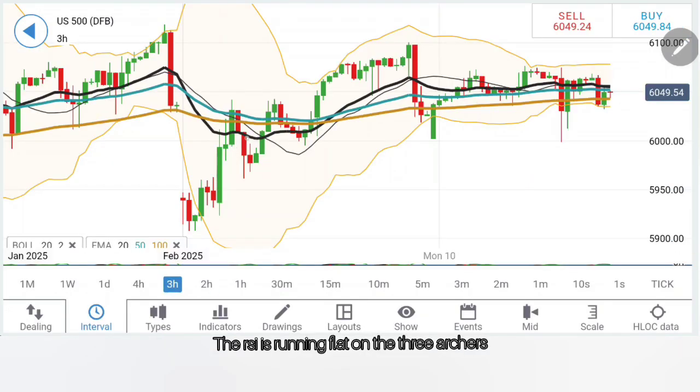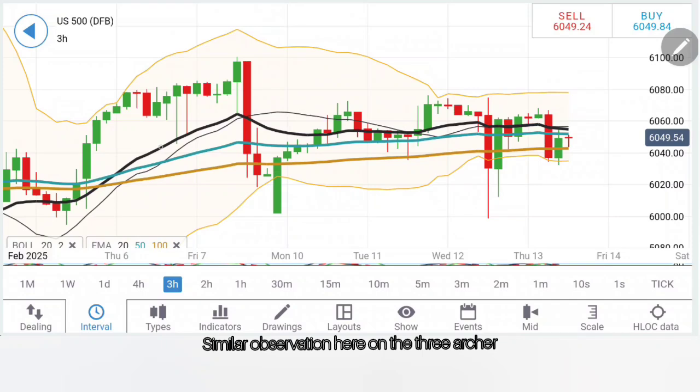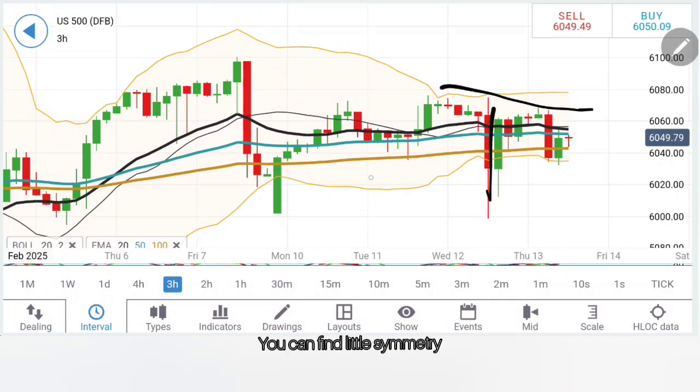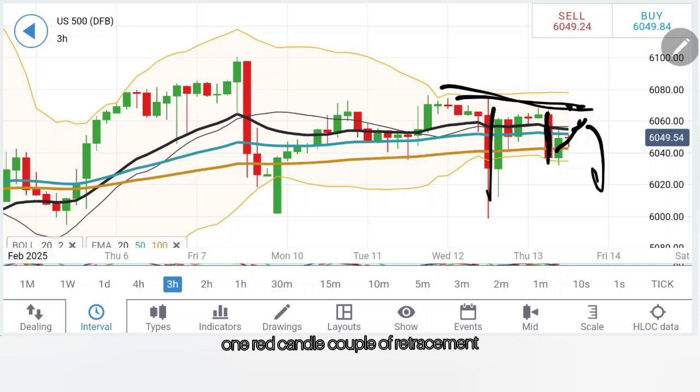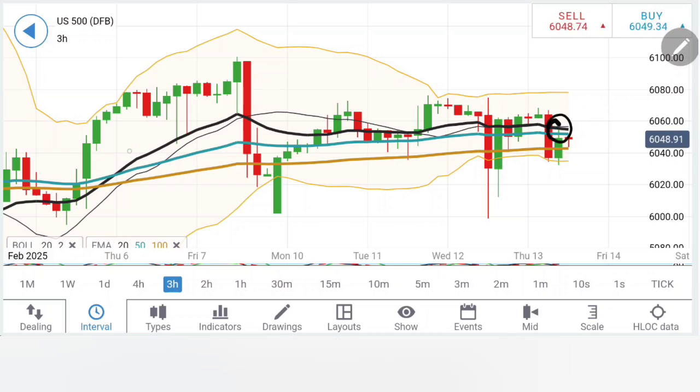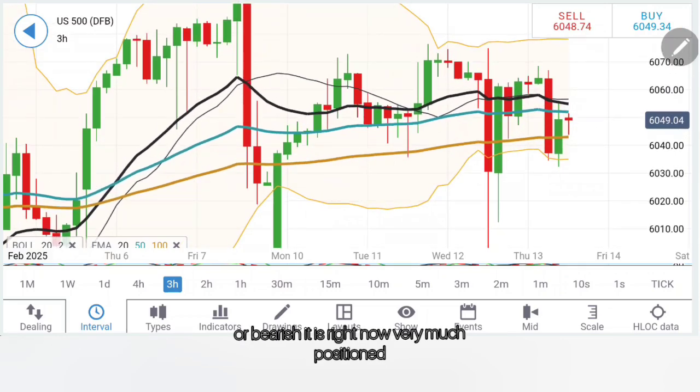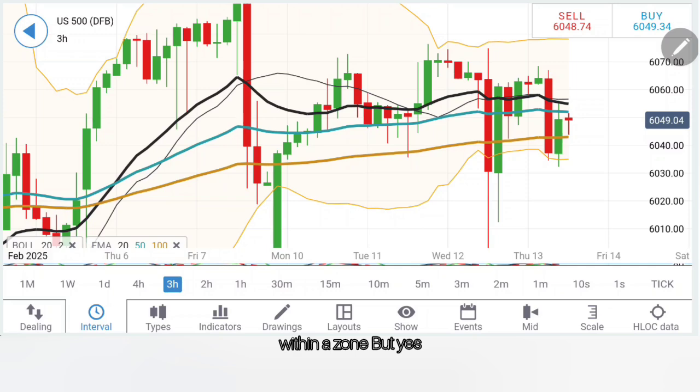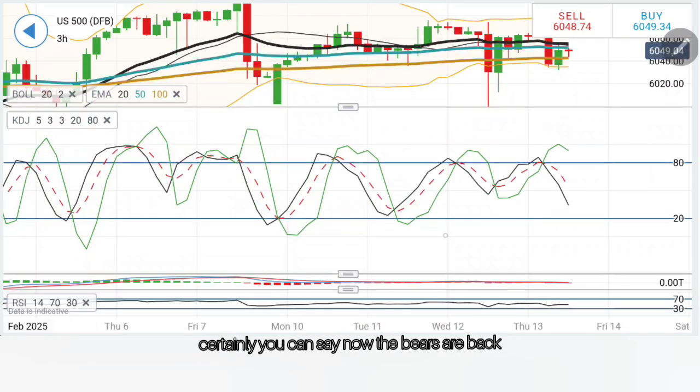On the 3-hour chart, similar observation here. See, divide this into two, you can find a little symmetry. You can also find slightly lower highs. One red candle, a couple of retracements, and then the follow-up candle might be on the other side of it. Let's wait for it to break below the critical support zones here. Right now, it is early to conclude whether it is turning bullish or bearish. It is very much positioned within a zone. But yes, once it breaks below 6040, 6030, certainly you can say now the bears are back.